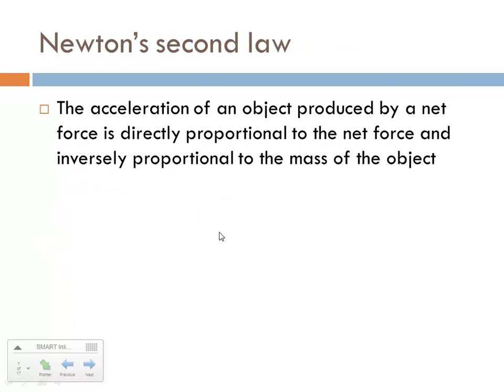So let's talk about the second law. How do we find a force? Well, the acceleration of an object produced by a net force is directly proportional to the net force, inversely proportional to the mass of the object. In layman's terms, basically that means the harder you push on something, the faster it's going to go, and the more something weighs, the more you have to push on it to make it go just as fast.